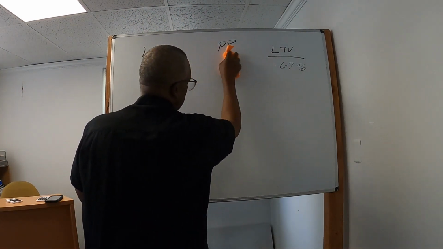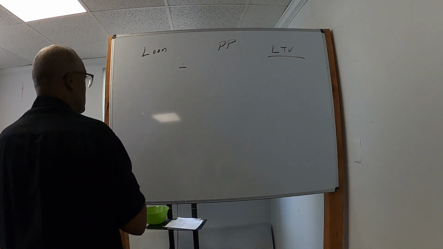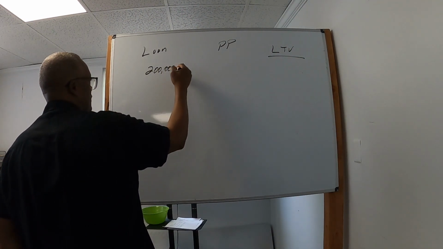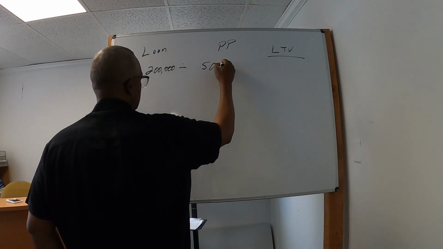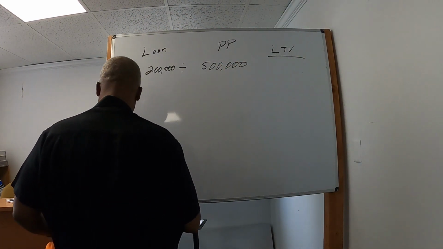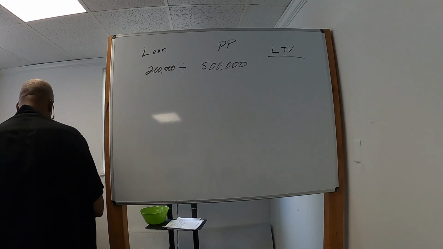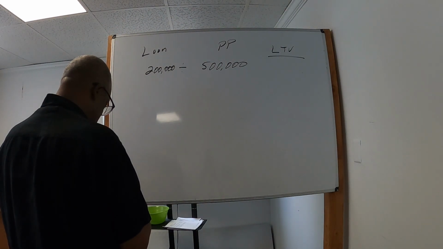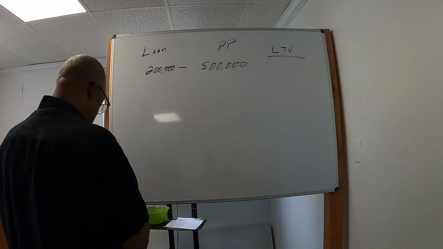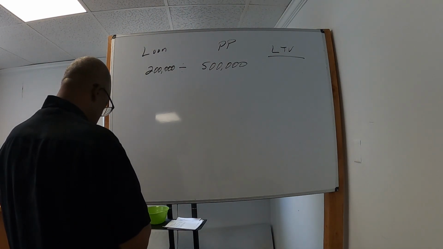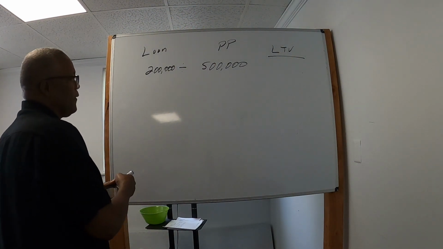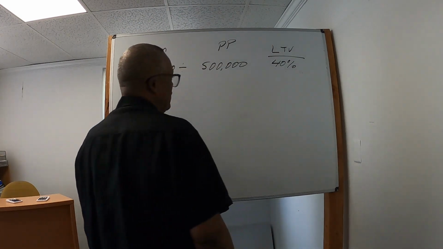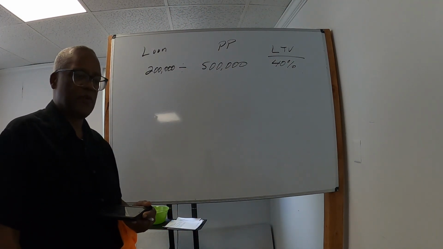Let's find something else. Okay, let's do this. $200,000 loan, and $500,000 is the purchase price on that particular house. You clear the memory out of there. 200,000 divided by 500,000, and we have 40%. There we go, that's better. So our LTV will be 40%.